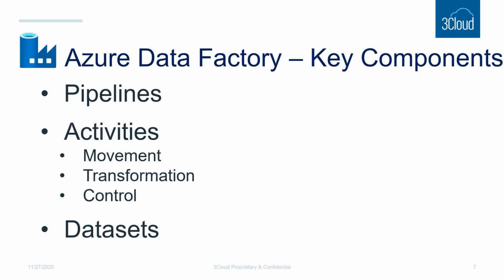There are several key components in the Data Factory. Pipelines, which are made up of activities. There are three types of activities: movement, or the copy activity; transformation activities, including Azure Functions, HD Insight, Stored Procedures, Spark, and Databricks; and the control activities, for each loops, if condition branching, wait times, and validations.